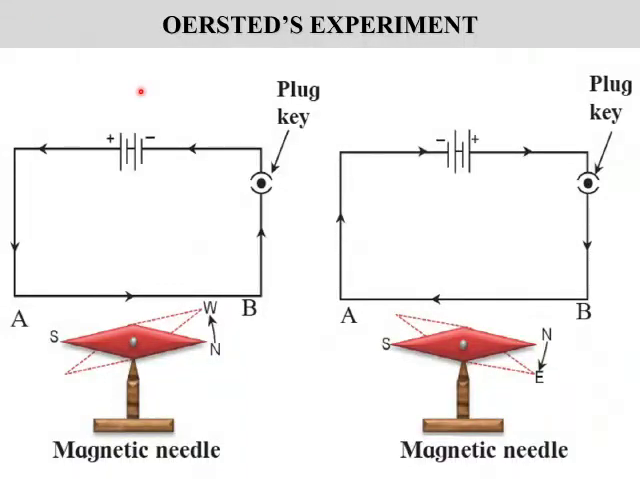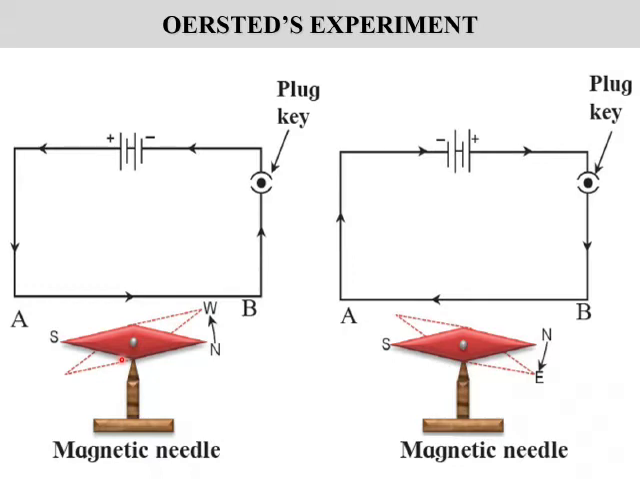Hans Christian Ørsted was a Danish physics professor, and he was doing some experiments with electrical equipment. While doing his experiments, he observed that when he passed electric current through the wire, the magnetic needle that was placed near the wire got deflected. So this led him to the conclusion that there is some relationship between electric current and magnetism.